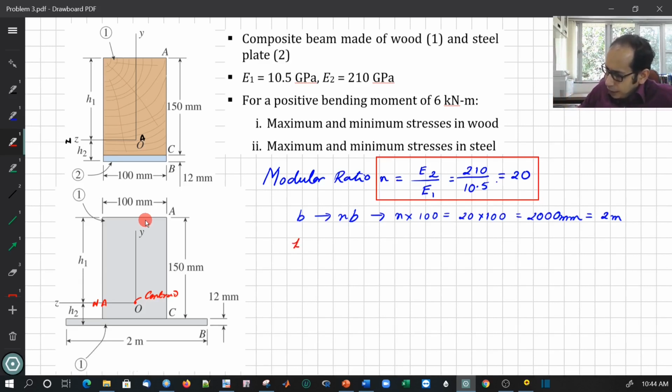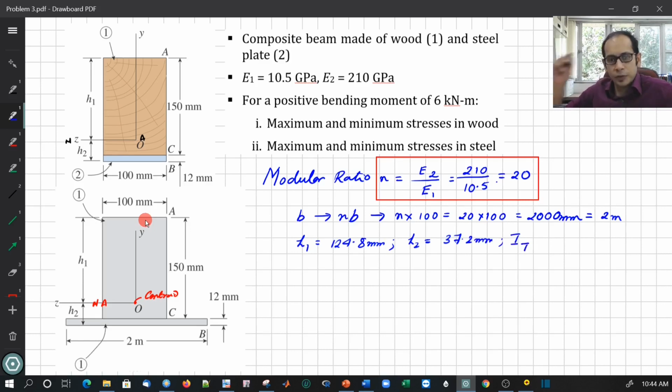What we get is h1 comes out to be 124.8 mm. Your h2 comes out to be 37. I have this solved already, or you can take a look at the textbook, Gere and Goodno. And the I of the transformed section, remember, for the transformed, not for the original one, comes out as 89 times 10 raised to 6 mm raised to 4. So I have the basic properties of the basic material set.